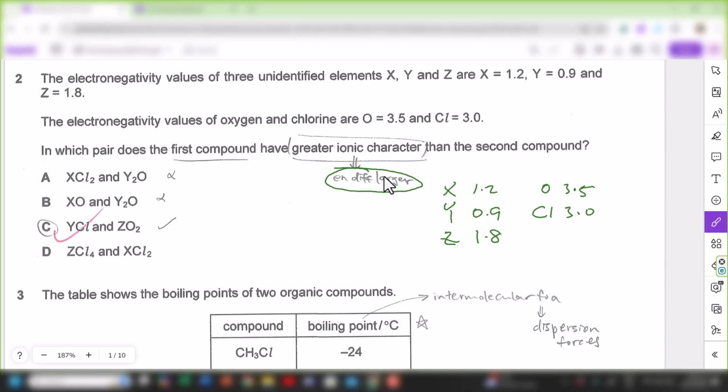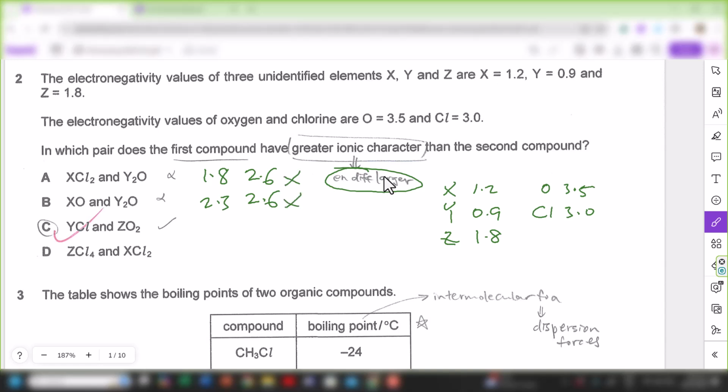We'll just take the difference between X and Cl. So X and Cl, that will be 1.8, and then Y and O, that will be 2.6. In this case the second one is bigger than the first, so I'm not going to choose option A. Then for XO, that will be 2.3, and Y2O, that will be 2.6 as well. Again, the first one is less than the second one, so I'm going to cross it out.